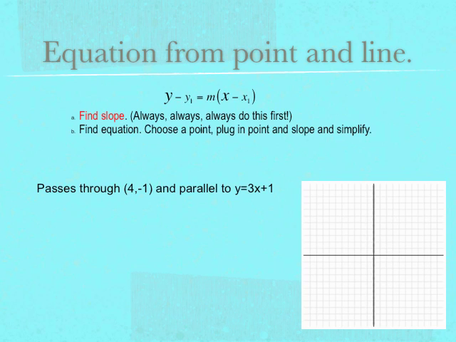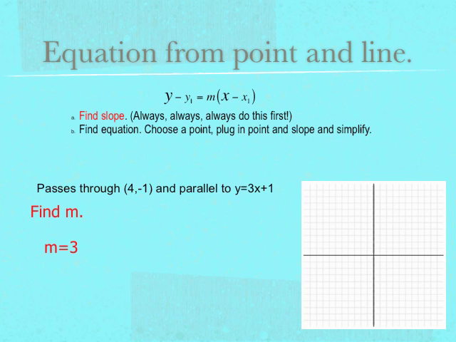So if it's parallel to the line y equals 3x plus 1, what is the slope of the line y equals 3x plus 1? The slope of that line is 3. Now don't just take the number in front of the x. You need to make sure that it's in slope-intercept form first and then take the number in front of there. So if it's parallel to the line y equals 3x plus 1, the line has a slope of 3, so I know that I want a slope of 3.